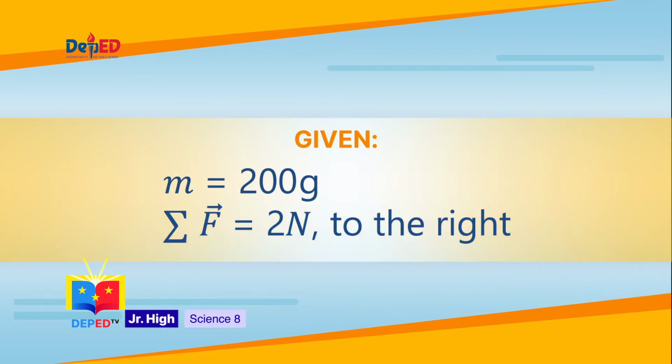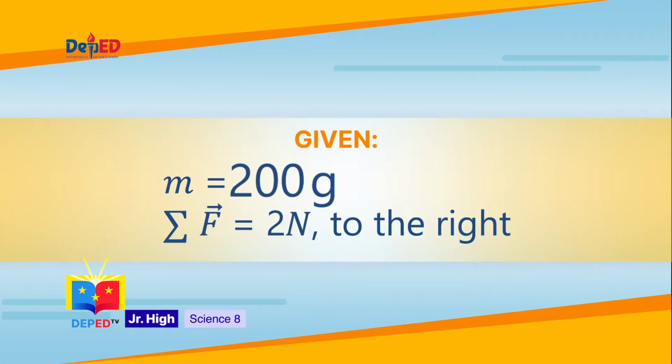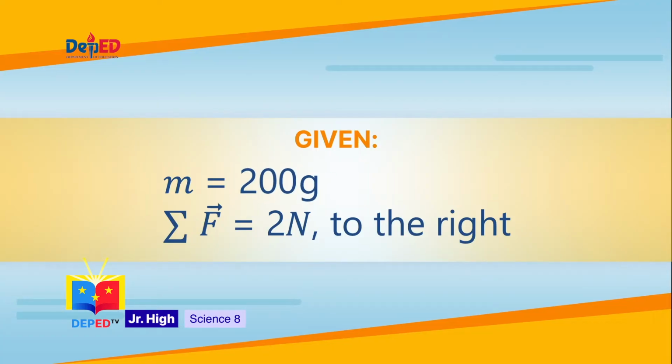The mass is in the CGS system and the force is in the MKS system. So what should we do in this case? We just have to convert the unit of the mass into the MKS unit. From gram, we convert it into kilogram. As we know, 1 kilogram is equal to 1,000 grams. So 200 grams becomes 0.2 kilogram.